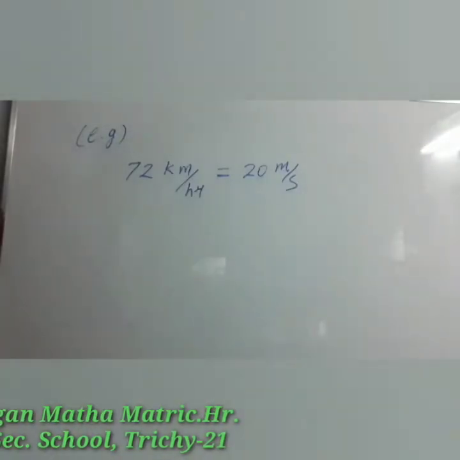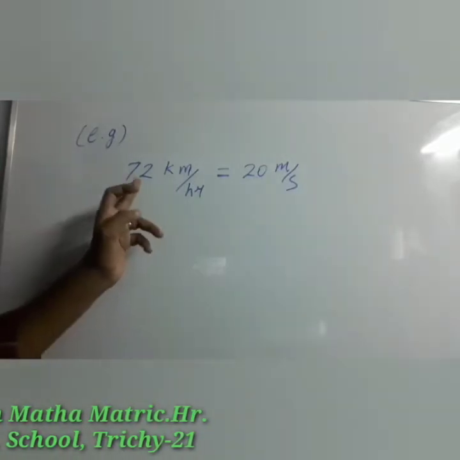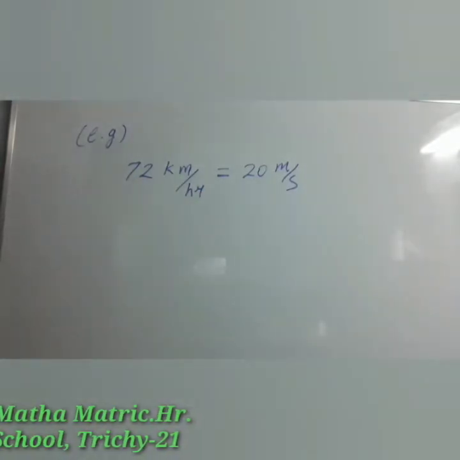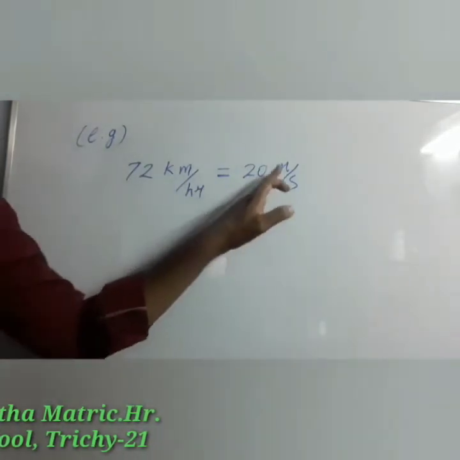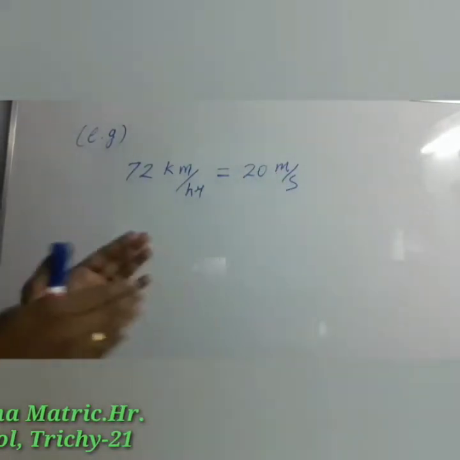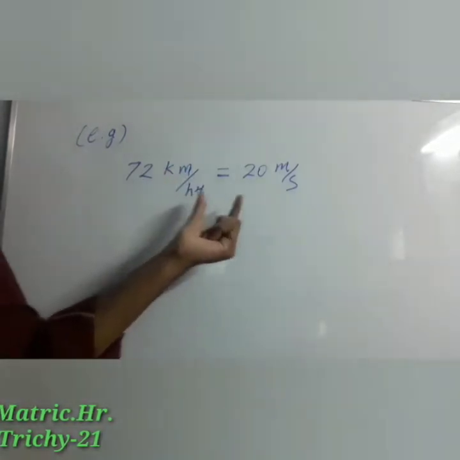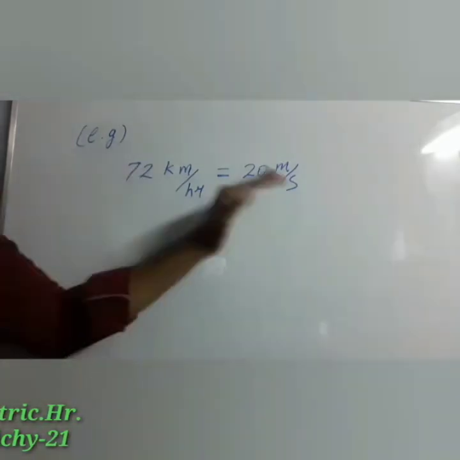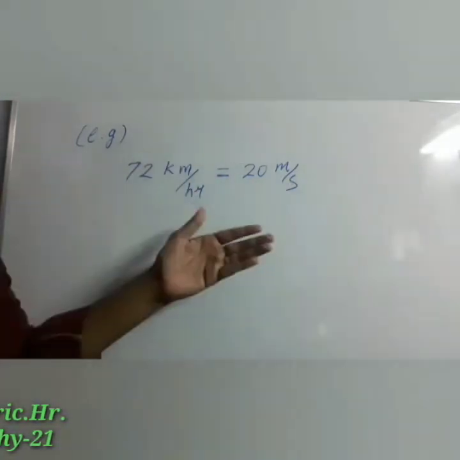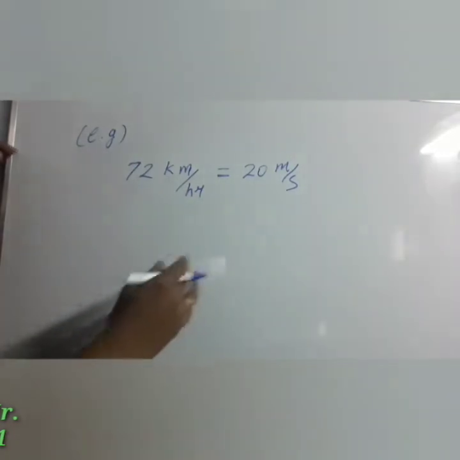Let us take this example. An object is moving with the velocity 72 km per hour, or otherwise we can say it is moving with 20 meter per second. Remember, both are the same. Here we have used the unit kilometer per hour, there we have used the SI unit meter per second. So how to convert? We know from the previous examples we have seen. Now I am going to write the dimensions.